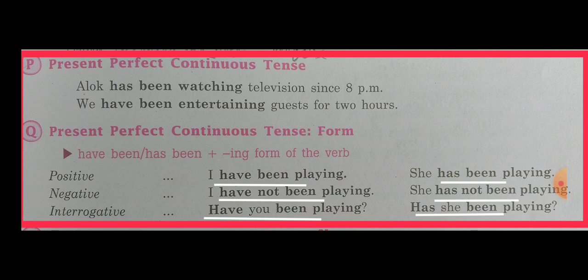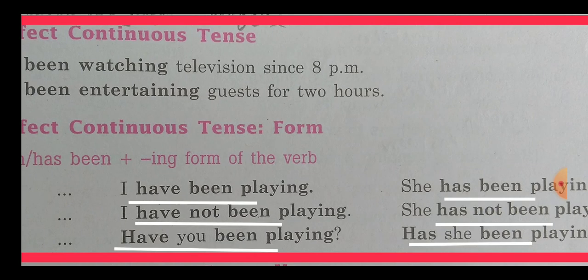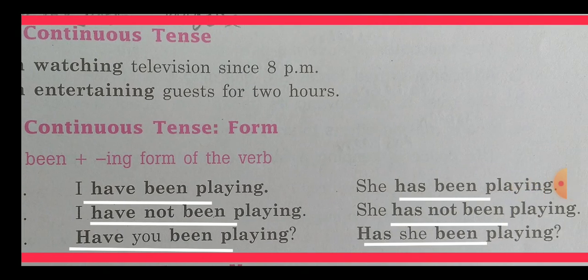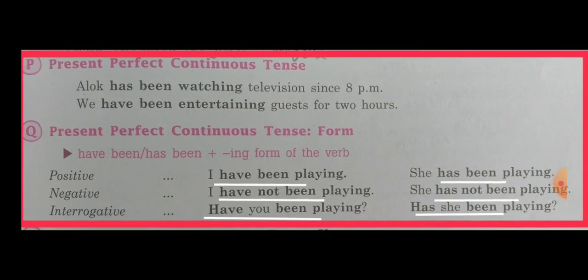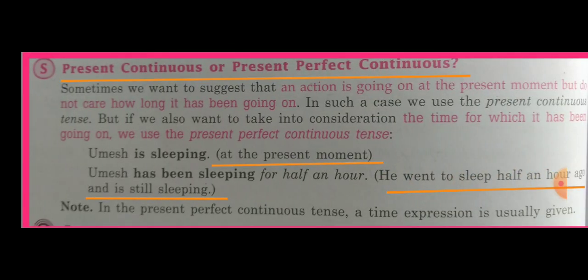In negative sentences, not will be used. I have not been playing. She has not been playing. Ing here represents continuity of the action, means the action is going on at present also. And present perfect continuous tense itself shows that the action started in the past and is going on at the time of speaking also.